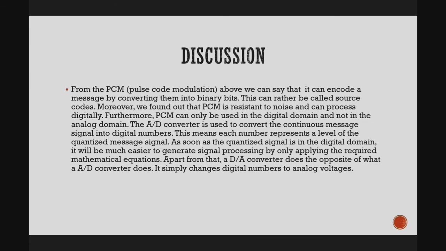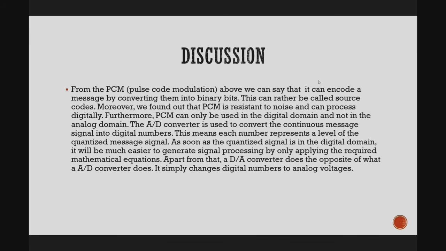The analog to digital converter is used to convert the continuous message signal into digital numbers. That means each number represents a level of the quantized message signal. As soon as the quantized signal that I mentioned is in the digital domain, it will be much easier to do signal processing by only applying the required mathematical equations.